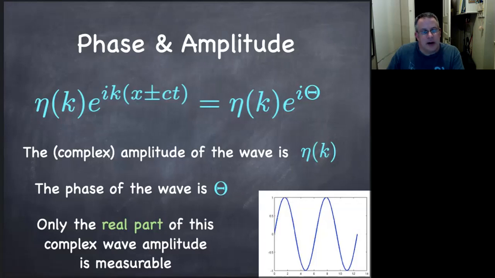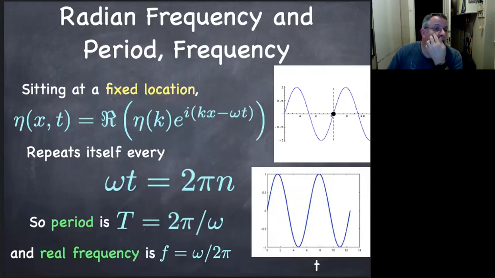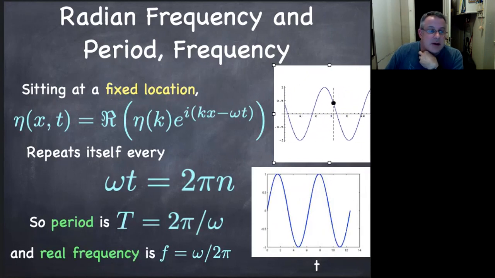Only the real part of this wave is measurable when we write it like this with a complex exponential. The other part is just there for convenience. So this has both a real and an imaginary part, but if you take the real part of this, that's the part of the wave that we're thinking about.